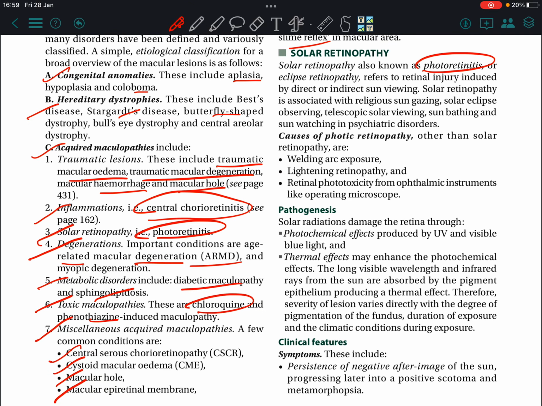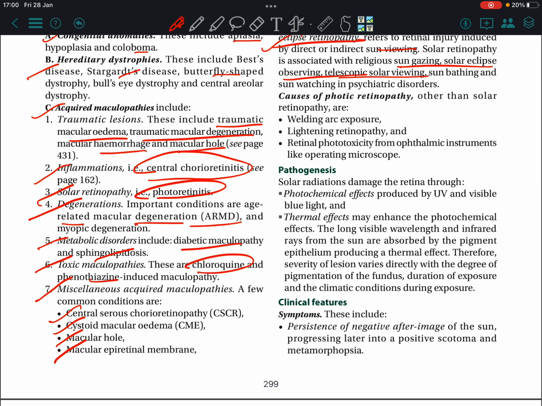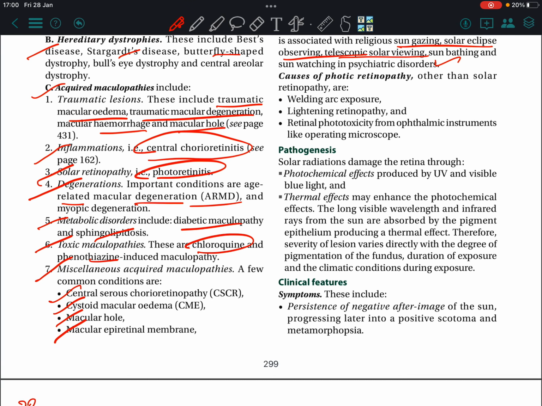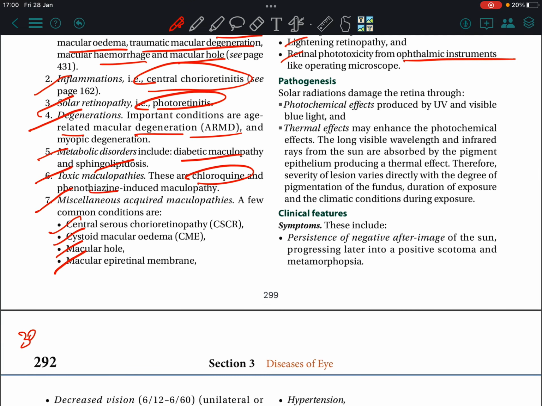Solar retinopathy, also known as photoretinitis or eclipse retinopathy, refers to retinal injury induced by direct or indirect sun viewing: sun gazing, solar observation, telescopic solar viewing, sunbathing, sun watching in psychiatric disorders. Causes of photic retinopathy include welding arc exposure, lightning, and retinal phototoxicity from ophthalmic instruments like the microscope.